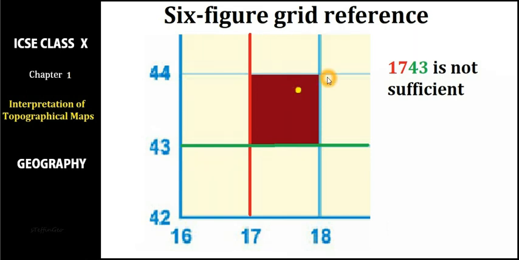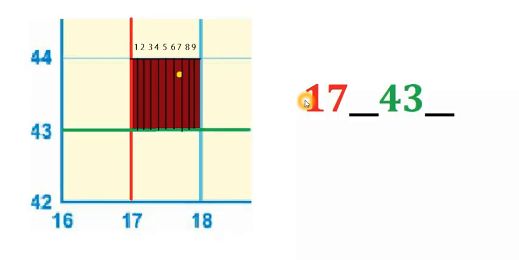The 4-figure grid reference is used for showing a large area, whereas the 6-figure is used for locating a small entity like this. Now how to do this? Our method is the same. First we find the 4-figure grid reference. Here it is 17 and 43, and we write it with a space in between. First we write the easting 17, then leave a space for one more number, then the northing 43, then leave a space.